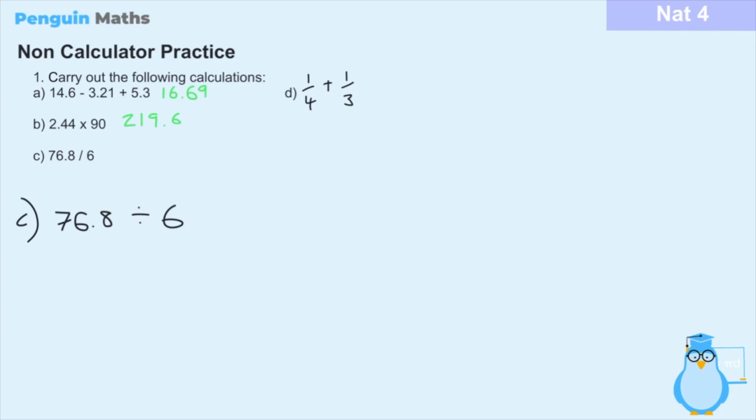Moving on to part C, we're asked to calculate 76.8 divided by 6. And if we ever see a sign like this, if we see a dash like this, or if we see a fraction, both of them just mean the divide sign. So what we can do from here is just simply put this into a little sum.